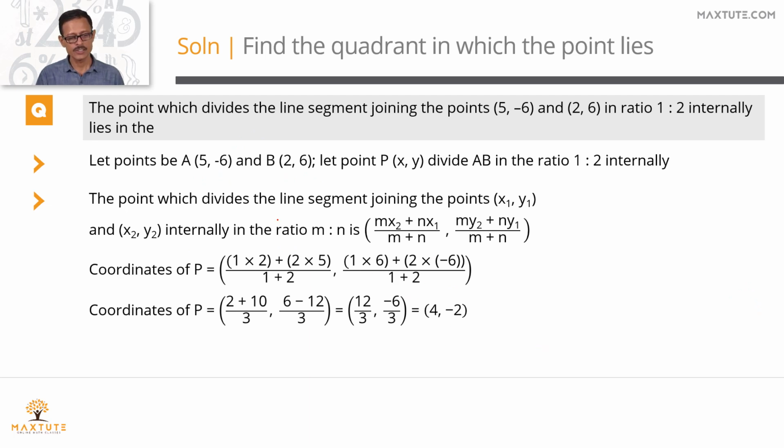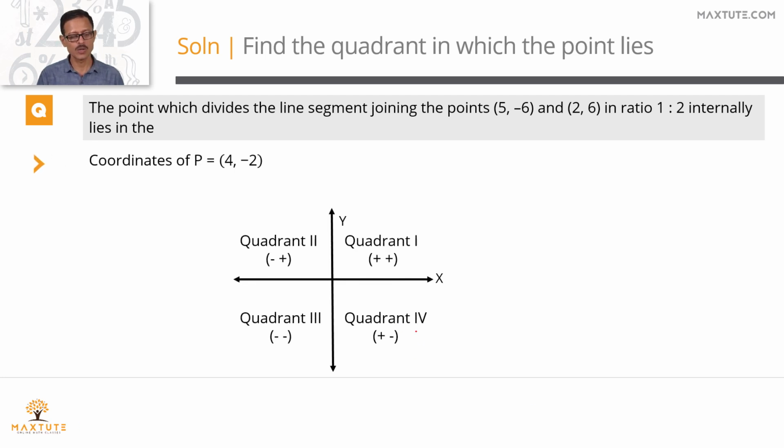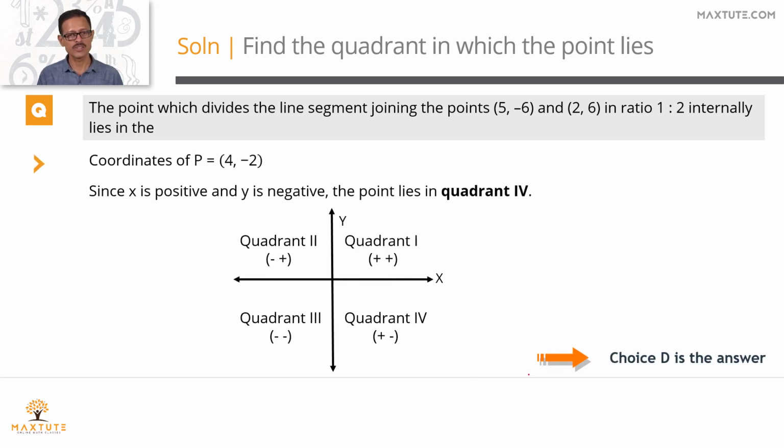Found out the coordinates of that point using the section formula, which works out to 4, minus 2. 4, minus 2 is a fourth quadrant point. So this point lies in the fourth quadrant. Choice D is the answer.